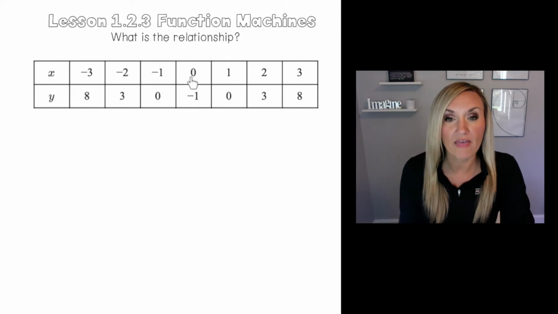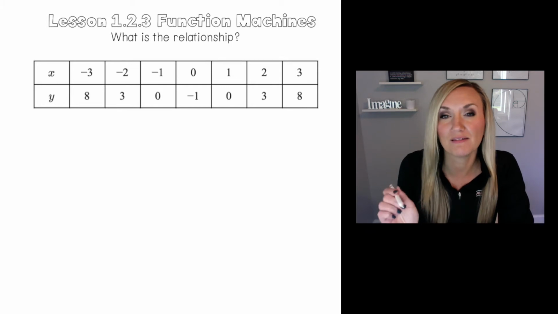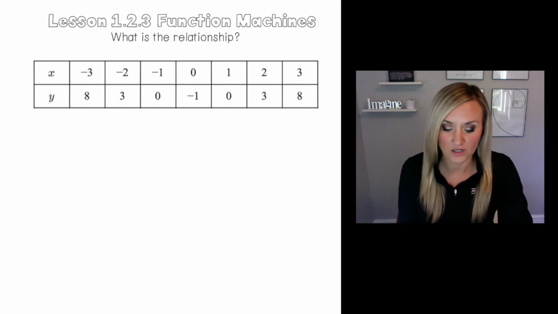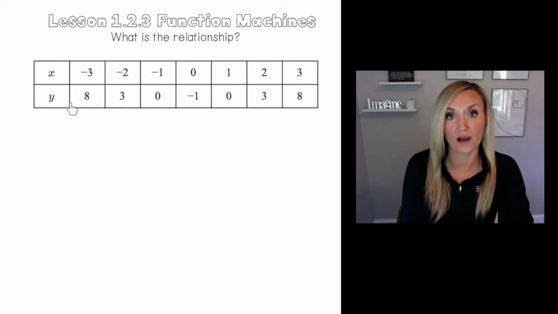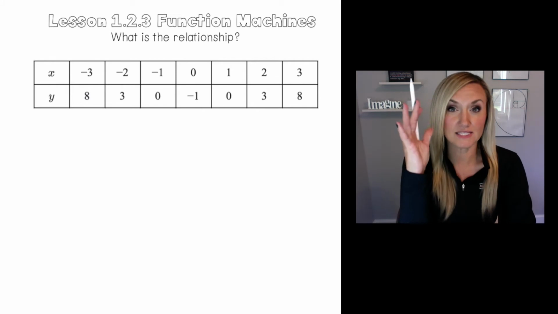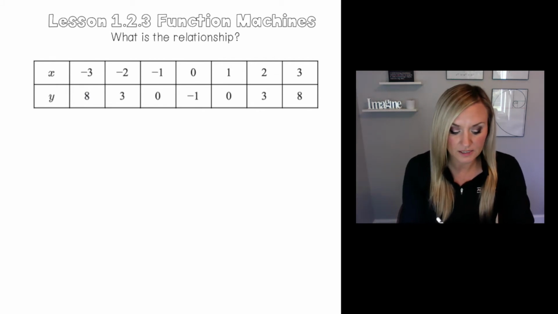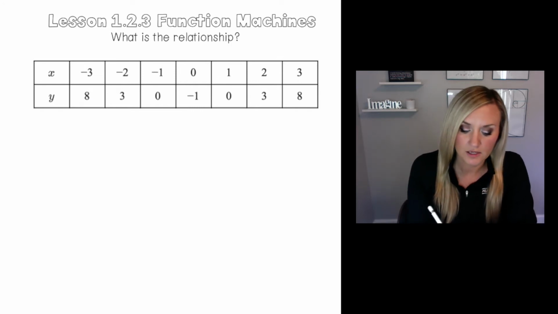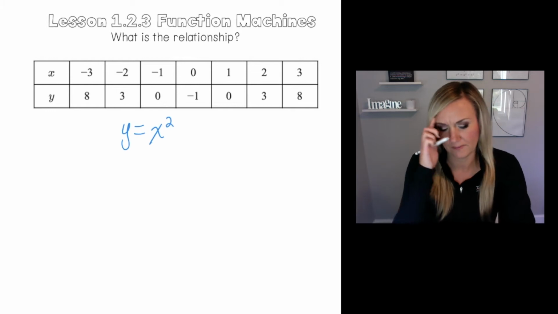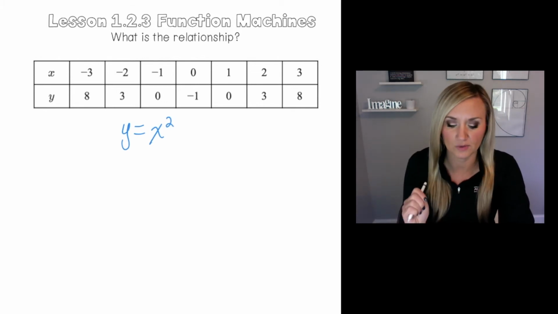So when that happens, I want your brain to think quadratics. We were doing this when we were graphing the quadratics, where we saw that pattern for the y's, even though this table is turned sideways instead of up and down. That means that we're dealing with a quadratic. So I'm going to write y equals x squared, because we did recognize that pattern. When you see that pattern, write y equals x squared.